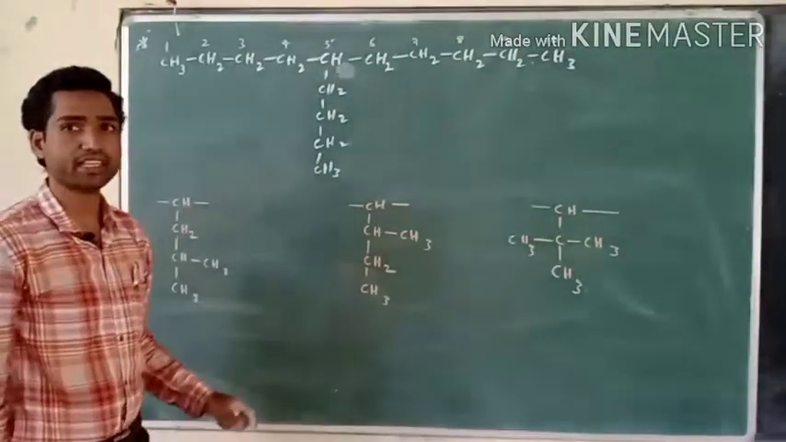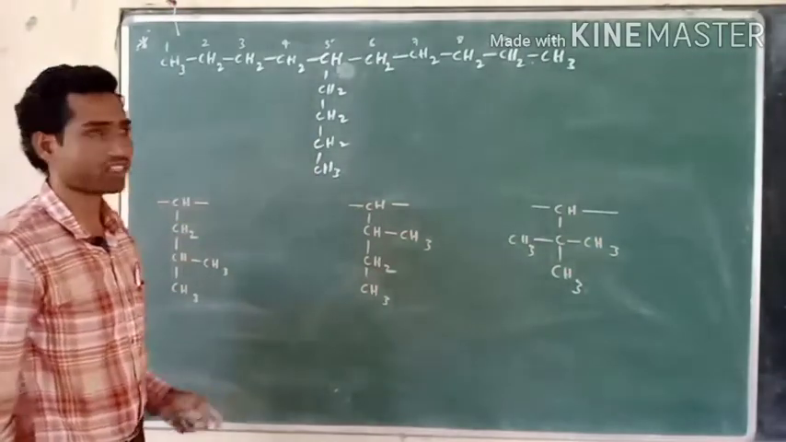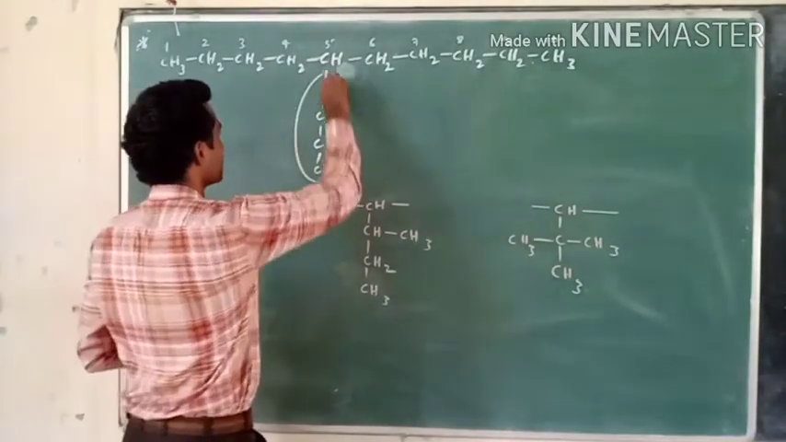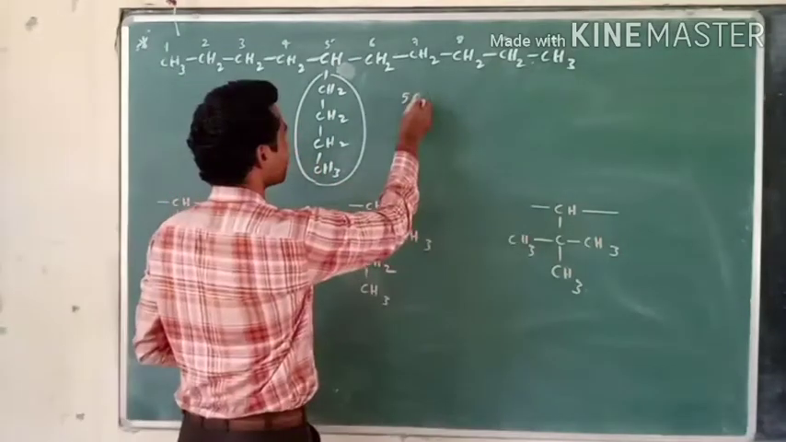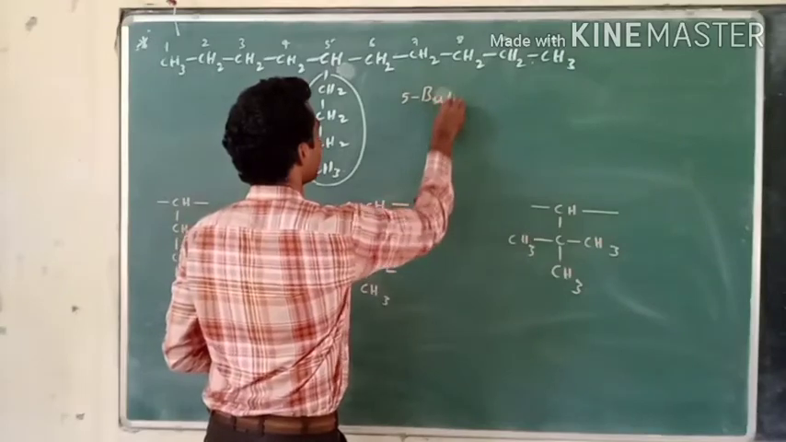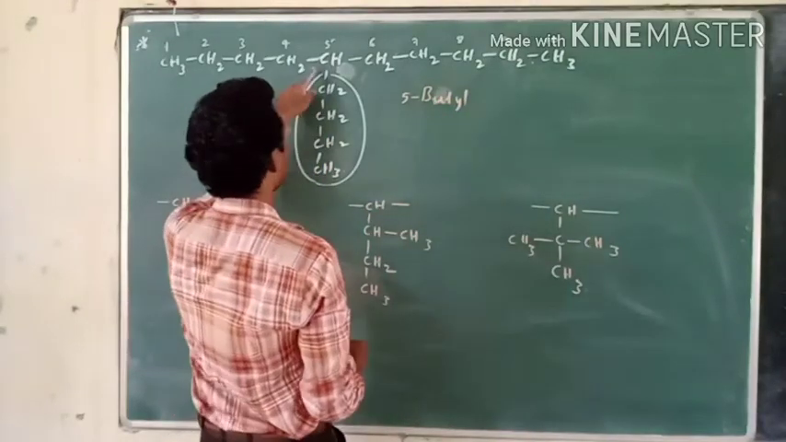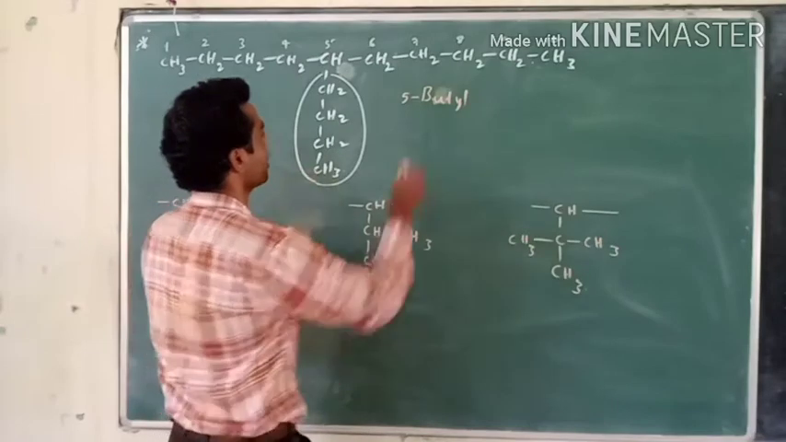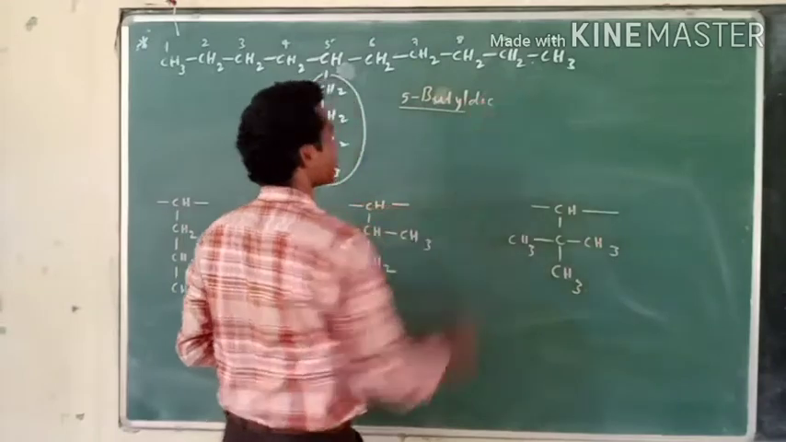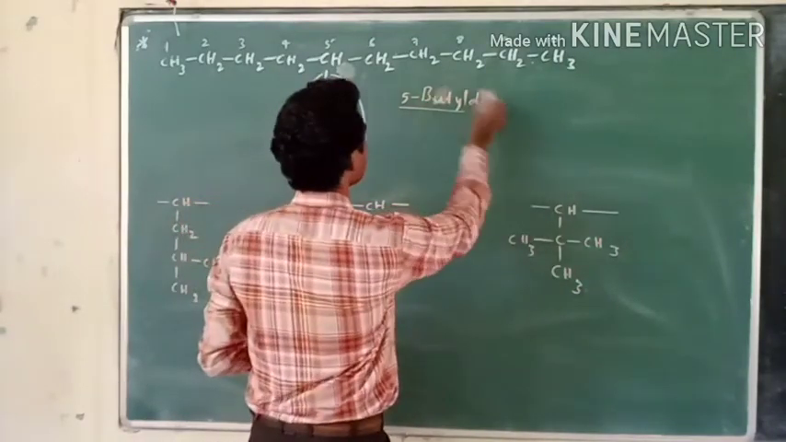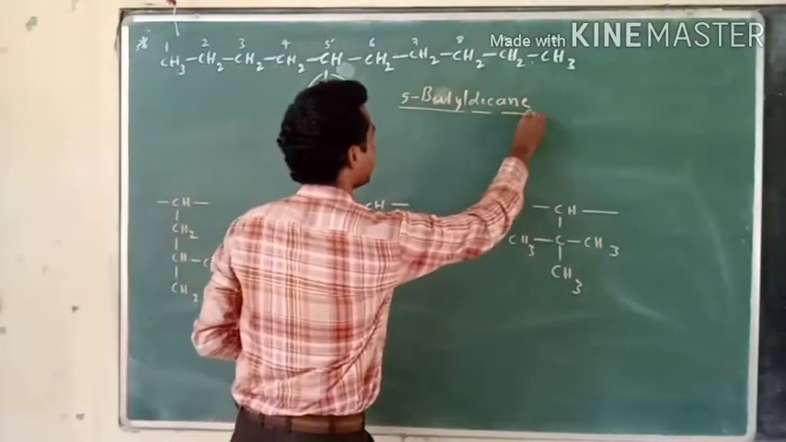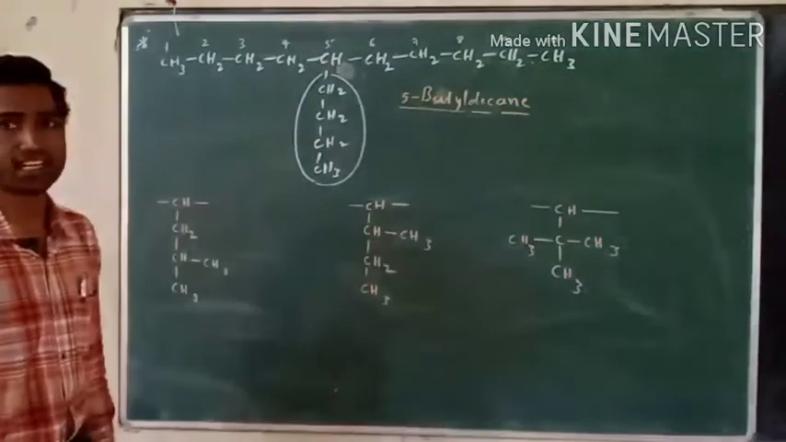Now we have to write the name of this molecule according to the structure. First we have to write the prefix. Prefix is nothing but the name of the substituent. At the 5th position, a butyl group is attached. So this is the prefix. Root word is dec, 10 carbons, therefore dec. Next carbon to carbon single bond, therefore ane. So decane. 5-butyldecane is the name of that molecule.